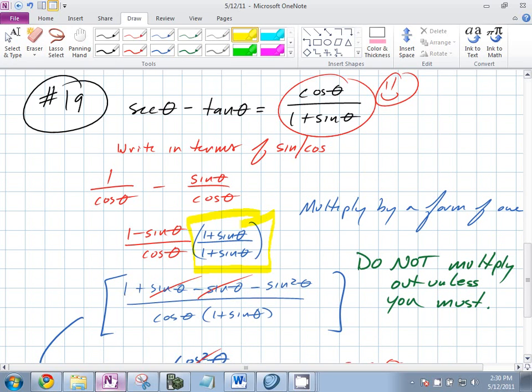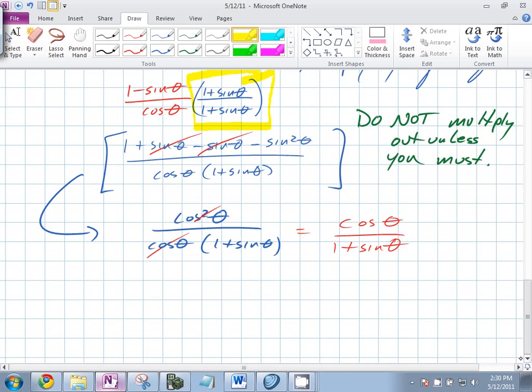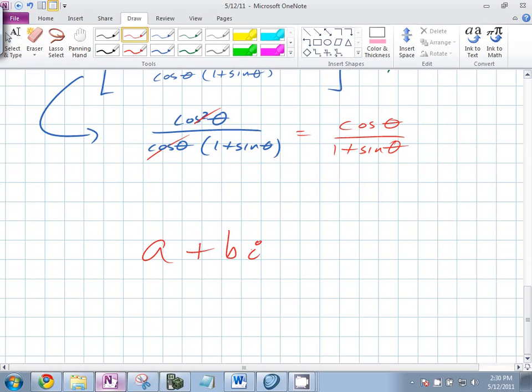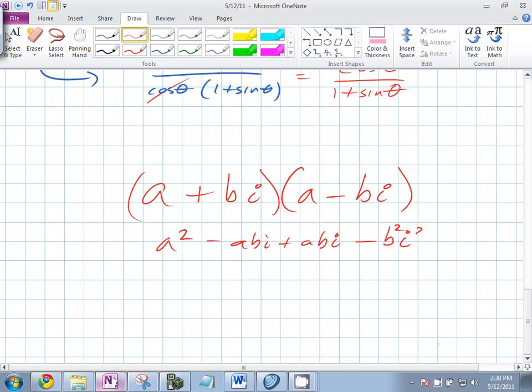Remember complex numbers, a plus bi? A is the real part, bi is the imaginary part. If you multiply by the conjugate, which is a minus bi, do you remember what happens? It turns into a real number because the i goes away. You end up with a squared minus abi plus abi minus b squared i squared. This cancels, but what is i squared? Negative 1. So you end up with a squared plus b squared. Is there an i in there? No, it's a real number.